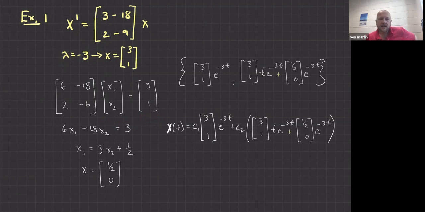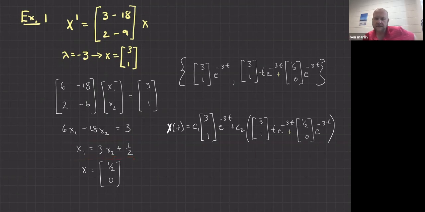So setting that up there and multiplying out, on the top you'll get 6x1 minus 18x2 is equal to 3. The bottom, you'd get 2x1 minus 6x2 equals 1, which is just a multiple of the same equation. So that is what we've got to solve there. And we can go ahead and solve for the x1. You could have solved for the x2.